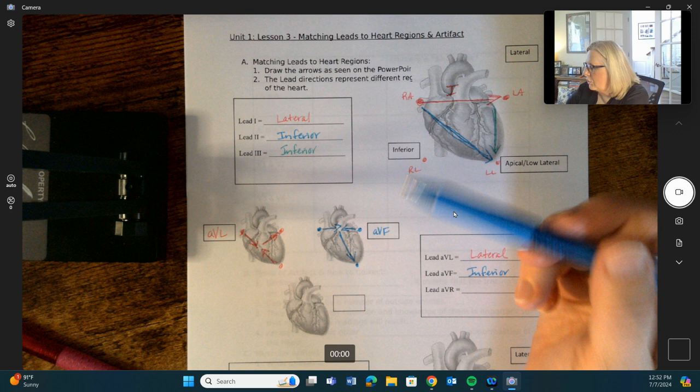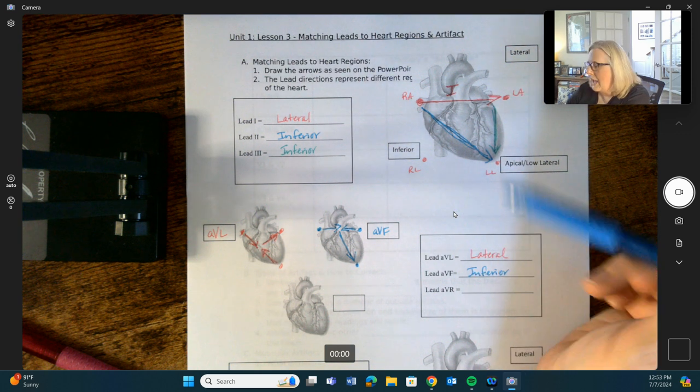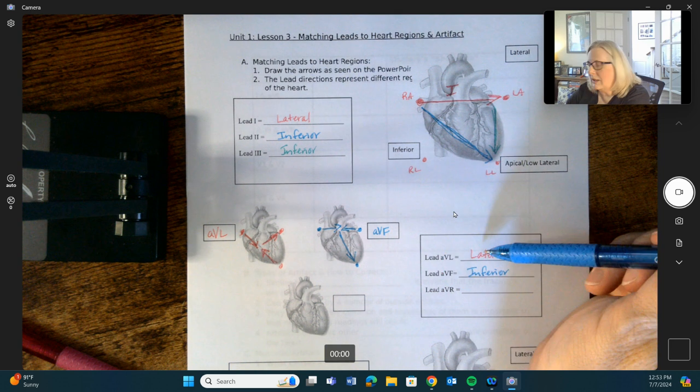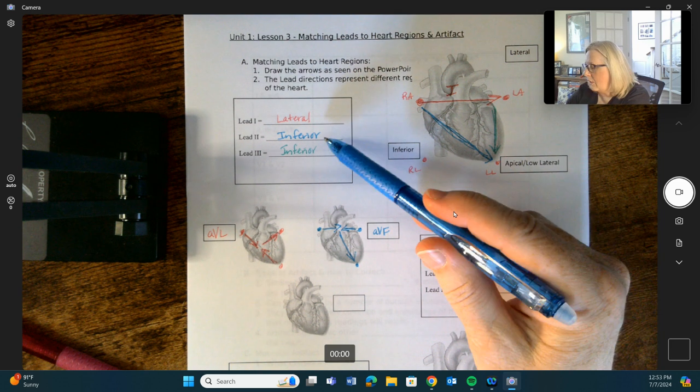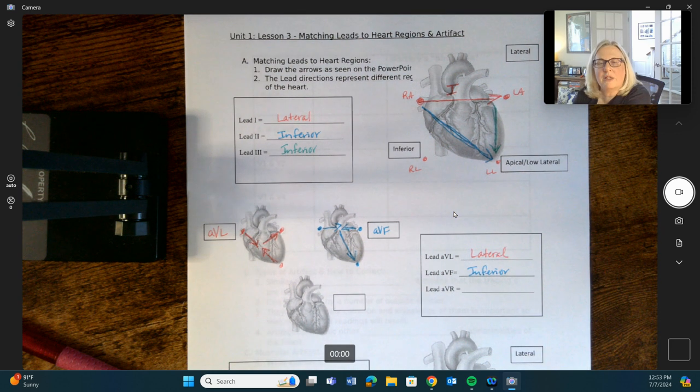Now look at that. We have 3 inferiors, 1, 2, and 3, and 2 laterals, lead 1 and AVL. Inferior are 2, 3, and AVF. So those are regions of the heart. It's kind of like a double check, like a check your work type thing, just like when we did the heart axis.